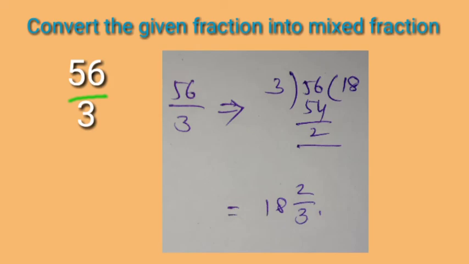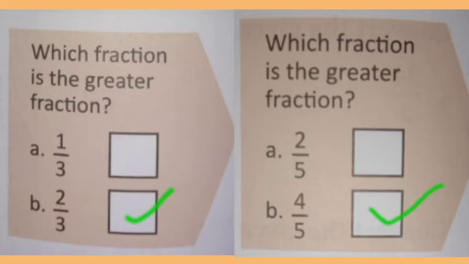Convert the given fraction into mixed fraction. 56 by 3. Here 3 18s are 54. 56 minus 54 will get 2 as remainder. So its mixed fraction is 18 2 by 3. Which fraction is the greater fraction? Option A 2 by 5, option B 4 by 5. Here the greater fraction is 4 by 5.